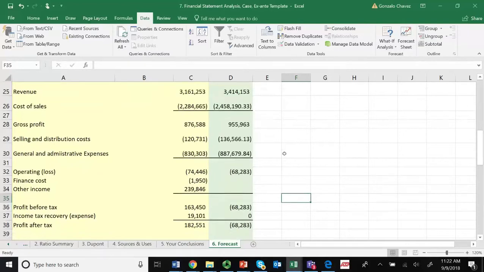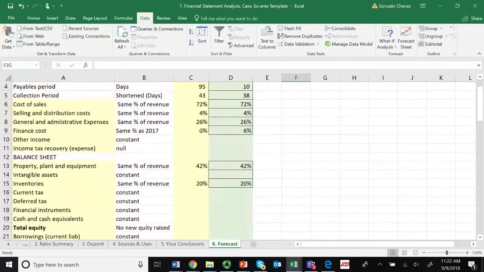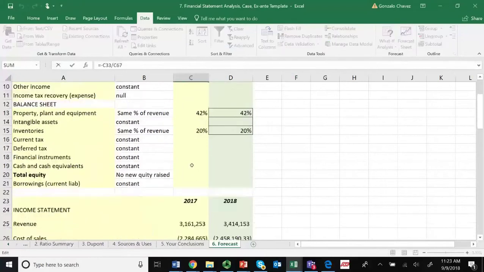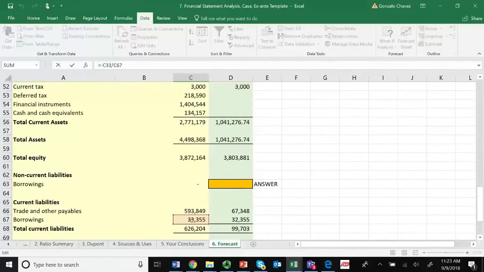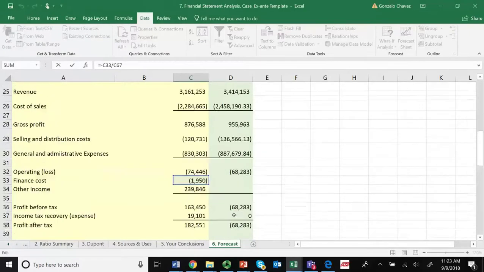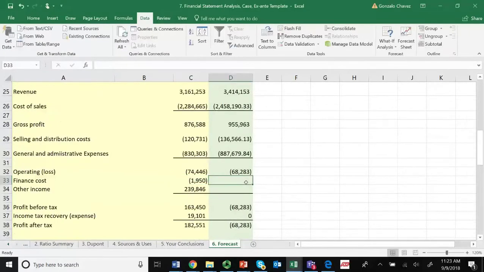For the finance cost, it's going to be the same. If you scroll up, the same as in 2017. The 6% that you see there is just simply the financing cost divided by the borrowings. The borrowings are not going to change. The short-term borrowings are not going to change. So basically, it's the same number. Okay, so we'll scroll up and just input the 1950.